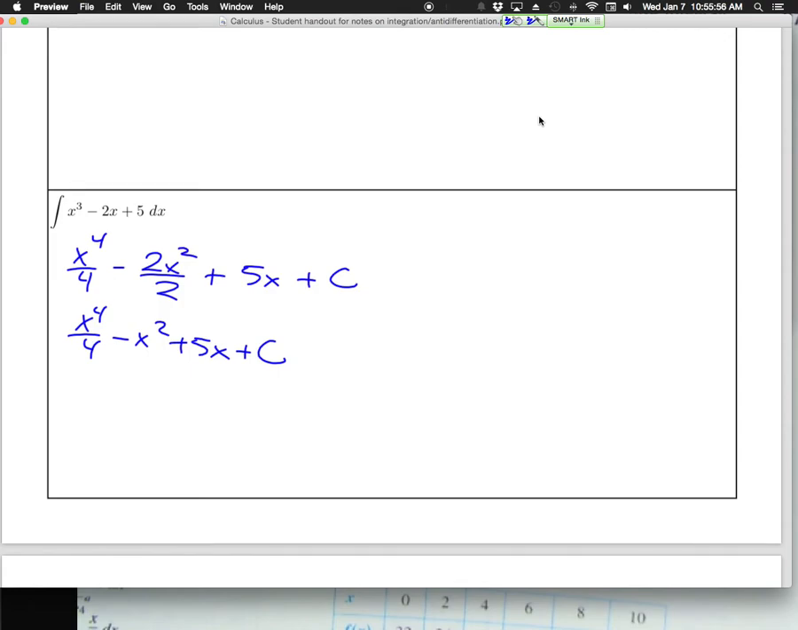Again, what can I do if I want to see if I got it right? Take the derivative, and it should end up giving me what I started with.